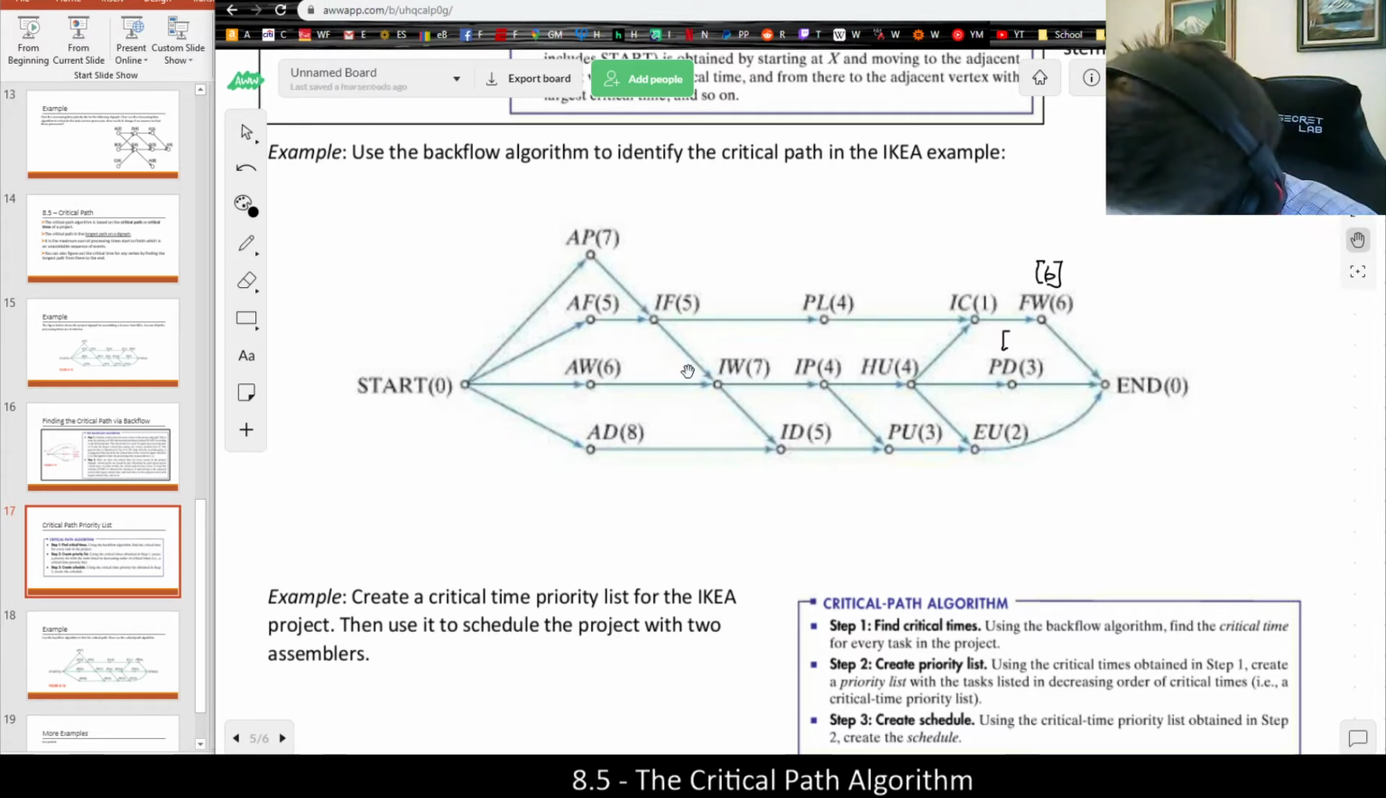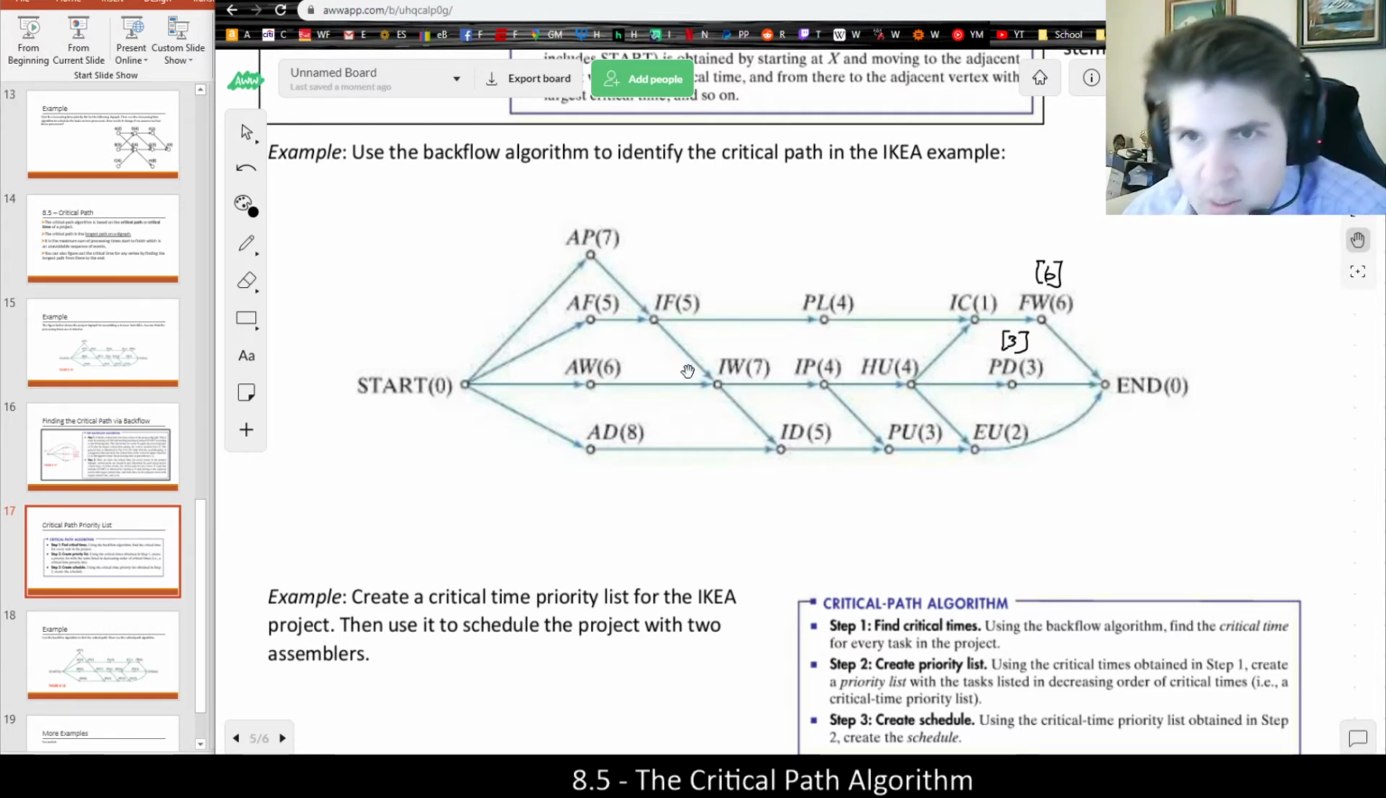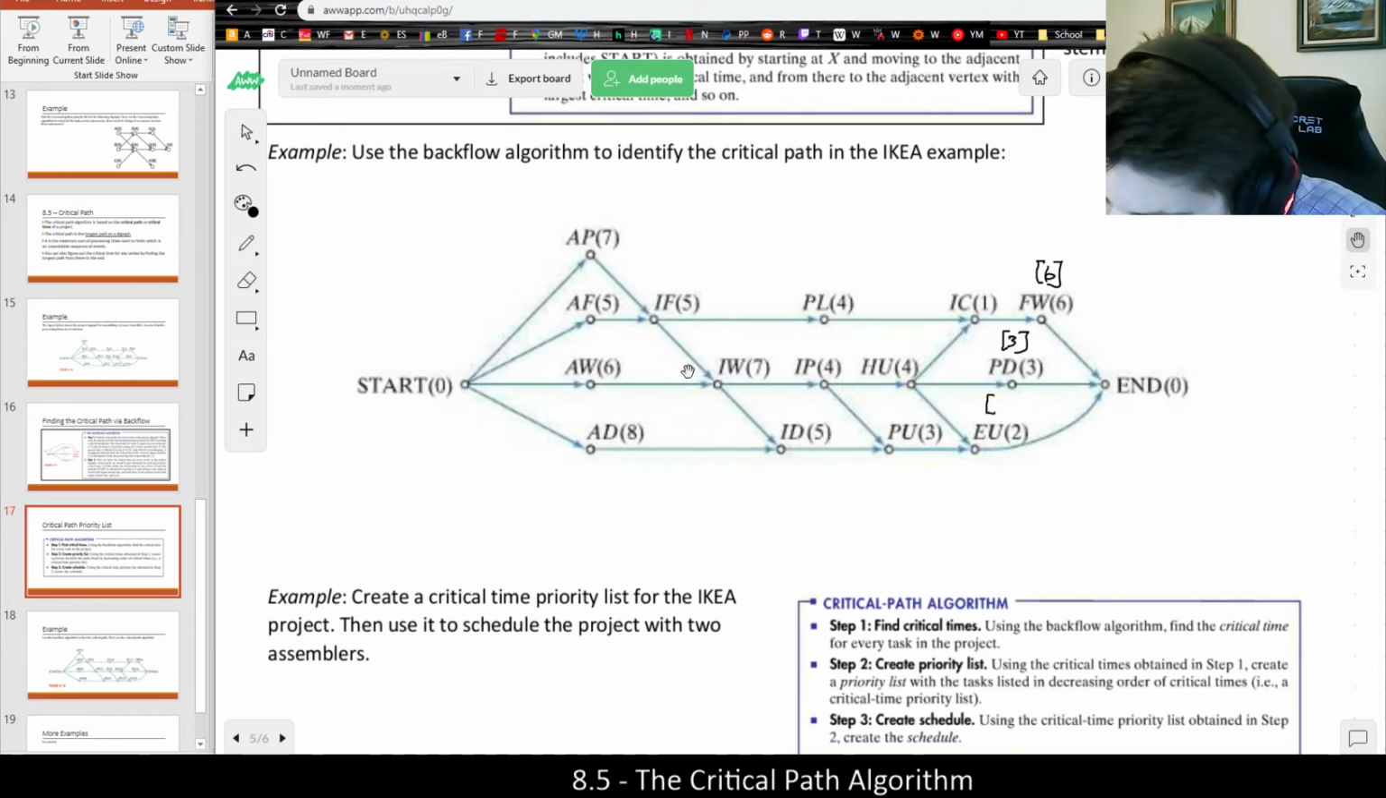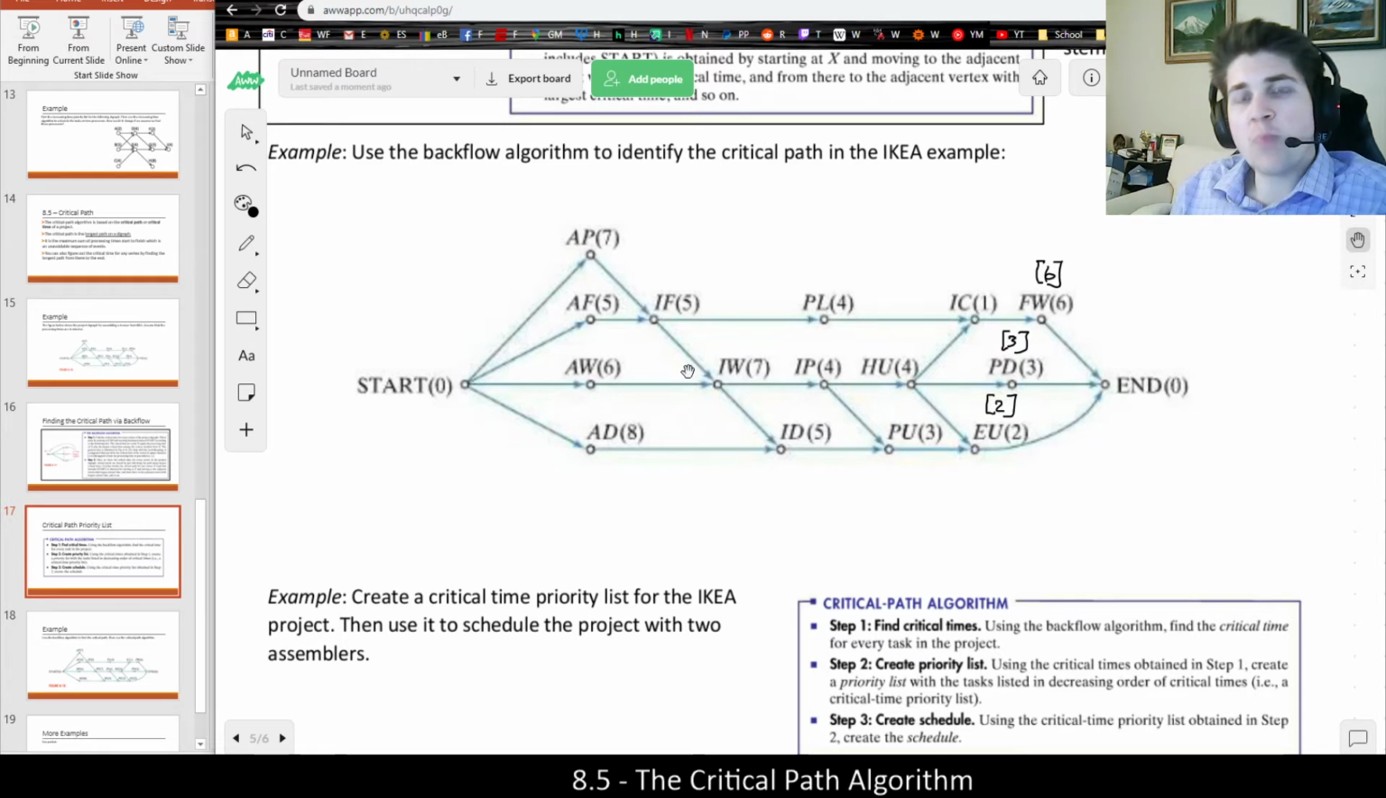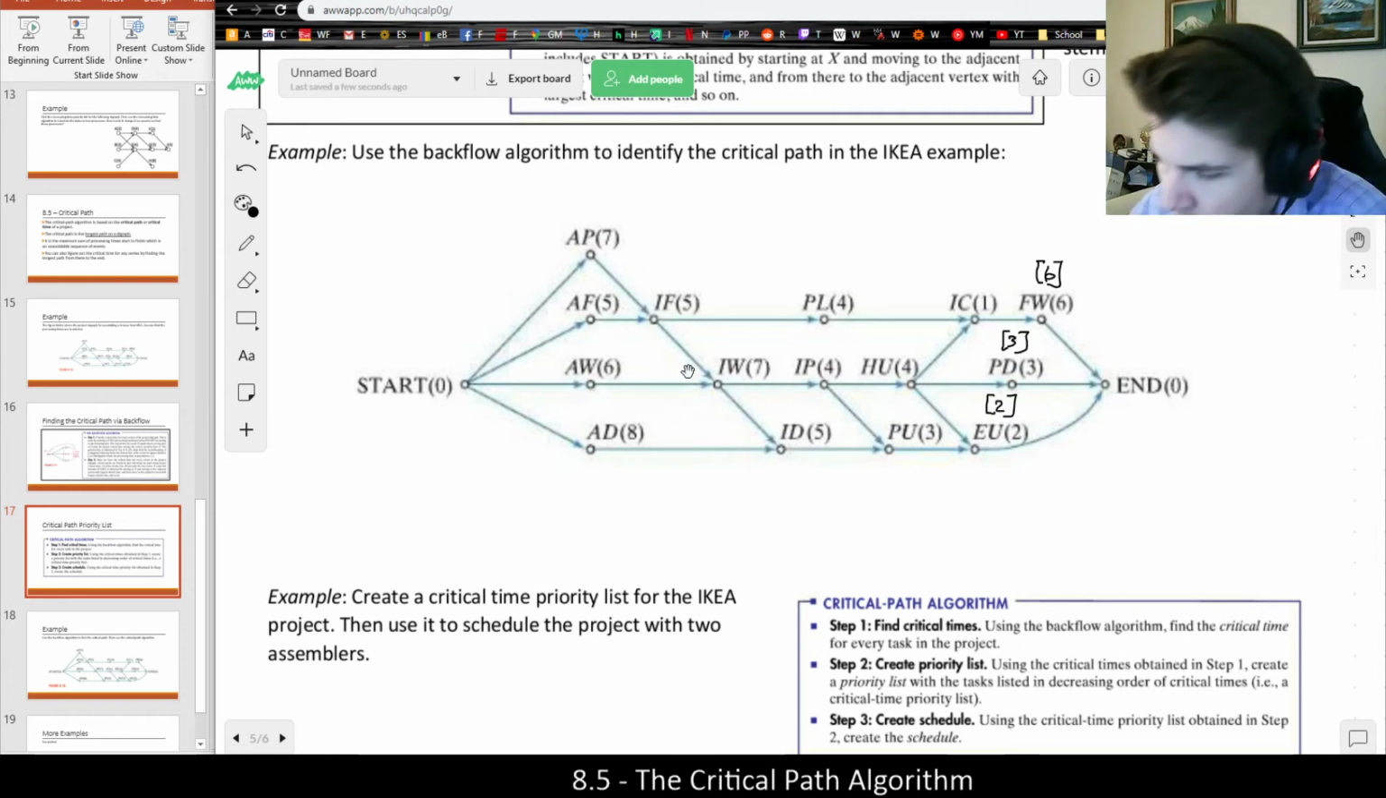PD's critical time is only going to be 3 because once we finish it, it's done. That's it. So what you could remember is the critical time for the vertices at the very end are always just equal to their processing times because there is nothing to add to them. The project is just going to be finished in that specific path. Of course, we have to do them all, but we're not taking that into account. We're just taking into account all the paths from that point to the end, to which there is only one.